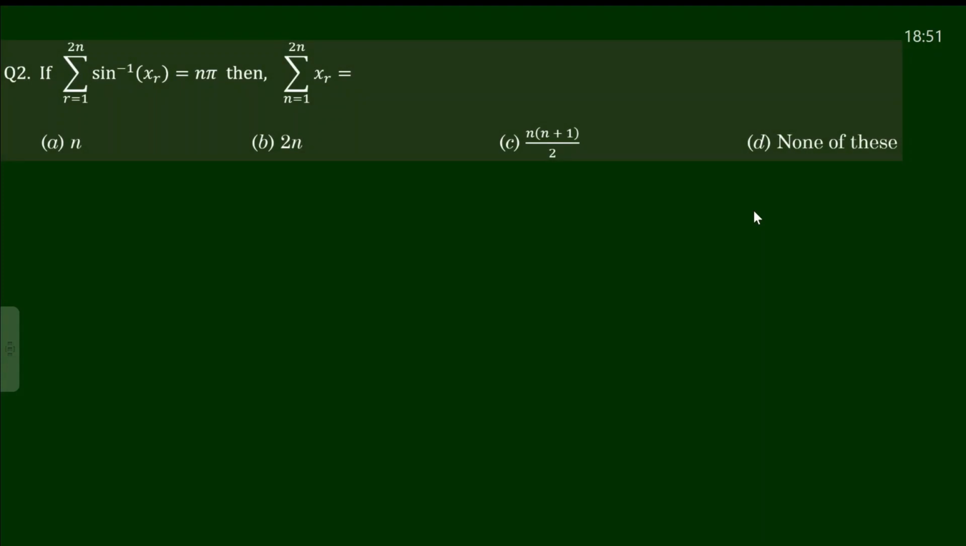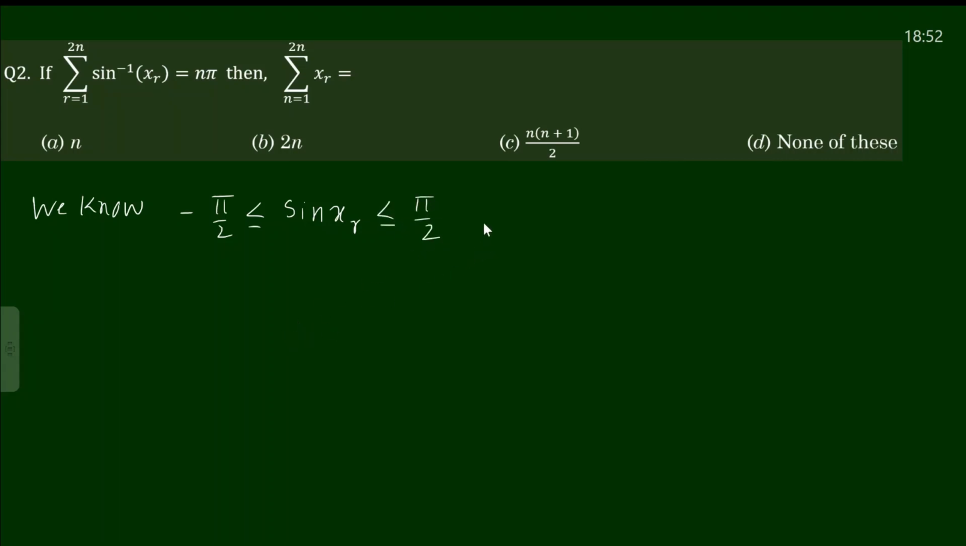If the summation of r from 1 up to 2n of sine inverse of xr is equal to n pi, then what about xr? So in this question also, you write this line again. We know minus pi by 2 is less than or equal to sine inverse of xr, and I am writing that it is also less than or equal to pi by 2.